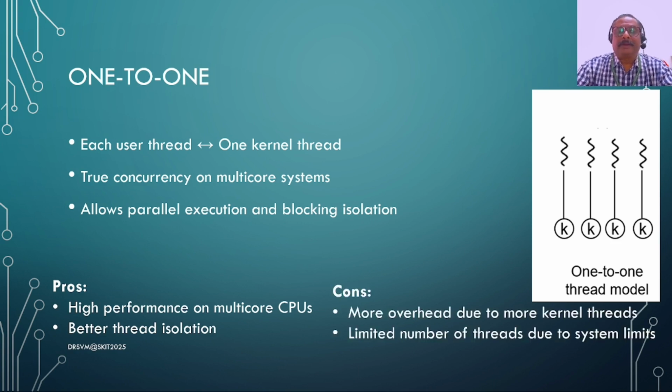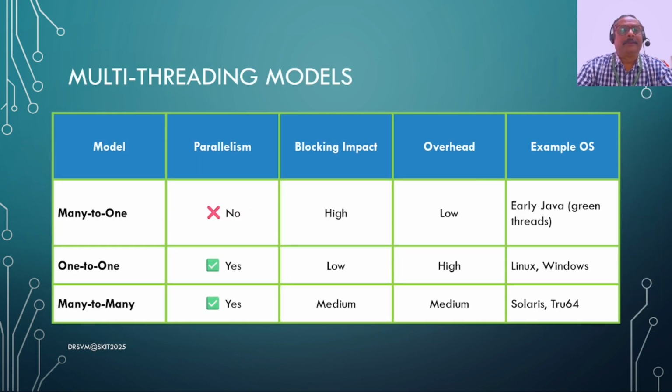Then the negative side of that is more overhead, due to more kernel threads, and limited number of threads are possible, because the system has a limitation of how many kernel threads can be created. So the summary says that parallelism is possible with one to one, parallelism is possible with many to many, but it is not possible with many to one. Blocking impact is very high in many to one, but it is very low in one to one. Overhead is minimum in many to one, but high in one to one.